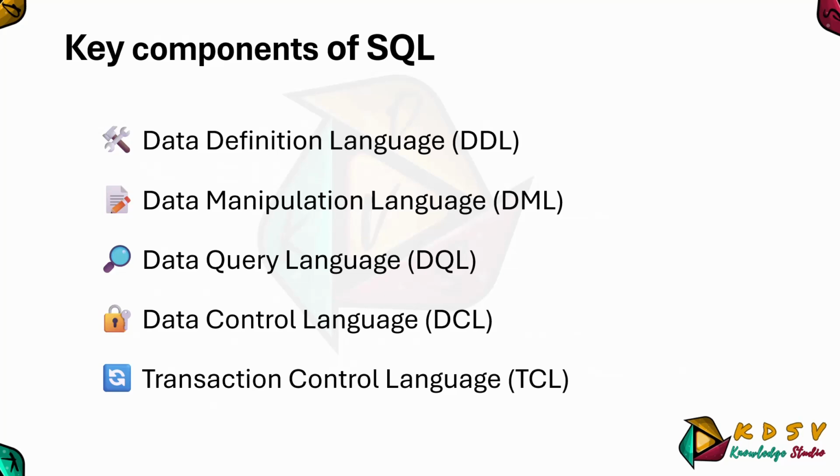Next one is the data manipulation language. DML is a subset of SQL used to manipulate the data stored in the database tables. It lets you add, modify, retrieve, or remove the data without affecting the table structure. Some of the DML commands are select, used for retrieving the data; insert, used for adding new data; update, used for modifying the existing data; and delete, which removes the specific data set.